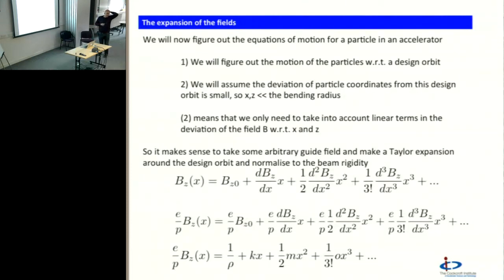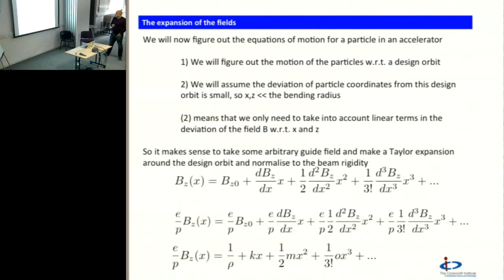Two more slides before I have a coffee. Our job now, after coffee, is to get the equations of motion in an accelerator in a really simple, easy to follow way. What we're going to do is this. We'll get the motion with respect to the design orbit from the dipoles. We'll then assume the deviation of the particle coordinates from its design orbit is small, so the horizontal motion from the design orbit is only a few millimeters, so we can linearize our equations of motion. You can make an expansion of all quantities around the design orbit for small coordinates. And that's the thing that we're going to do.